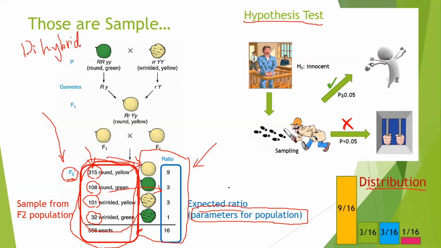In this case, I'm going to introduce another concept: distribution. In this specific dihybrid example, the distribution of the phenotypic categories is like this. We have a 9:3:3:1 ratio, so we have 4 categories, and this is a categorical distribution. We have 4 categories here.